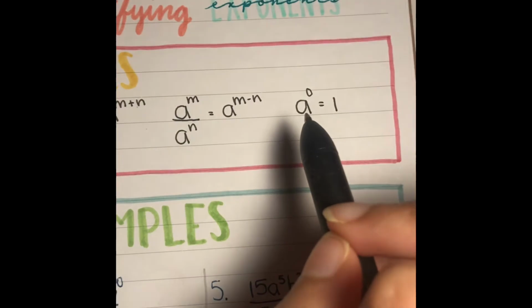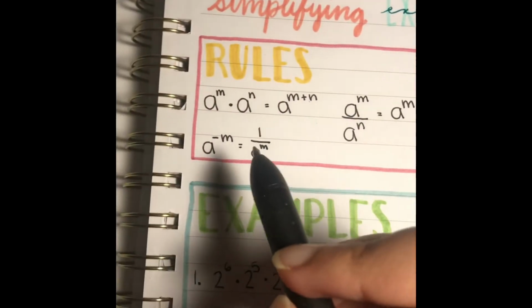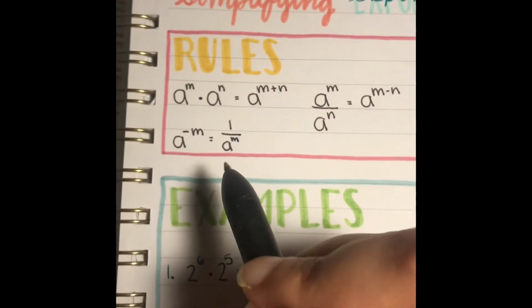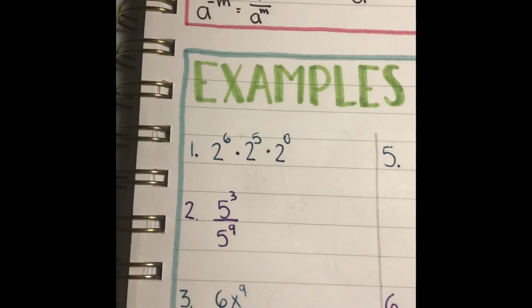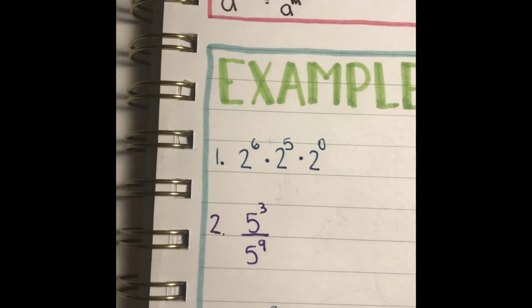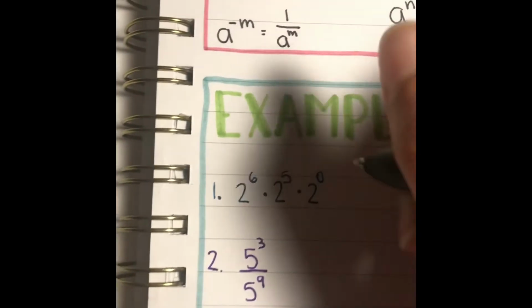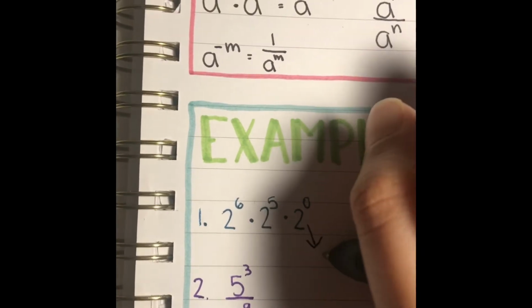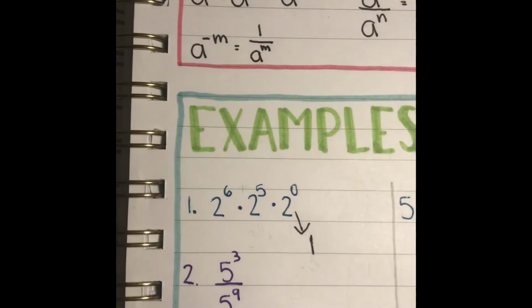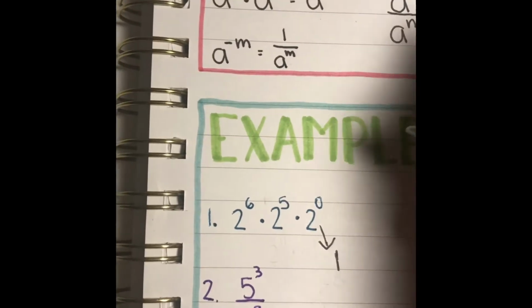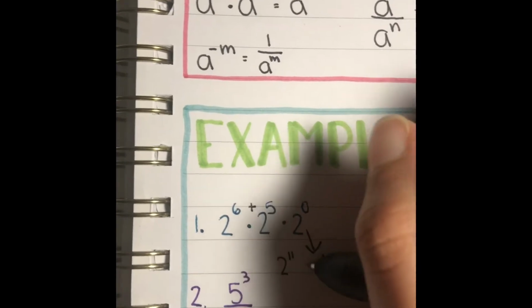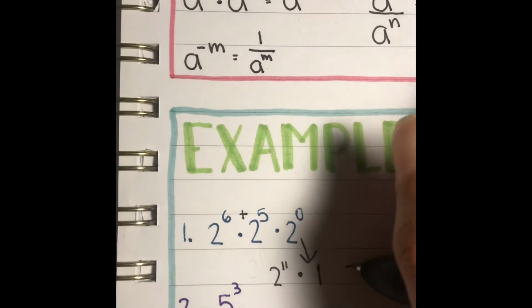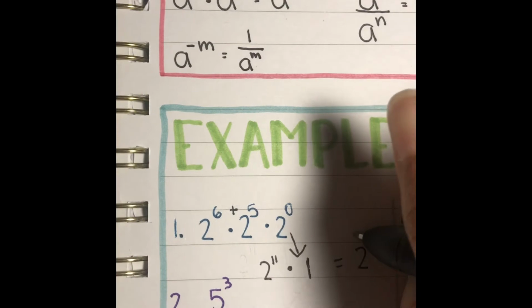Anything to the 0th power equals 1, and when you have something to the negative power, it would be 1 over that term. So our first example is 2 to the 6th times 2 to the 5th times 2 to the 0th. 2 to the 0 is always just 1 because of our rule that we just learned. And then 2 to the 6th times 2 to the 5th, you would add the exponents, so you would just get 2 to the 11th. 2 to the 11th times 1 would obviously just be 2 to the 11th.